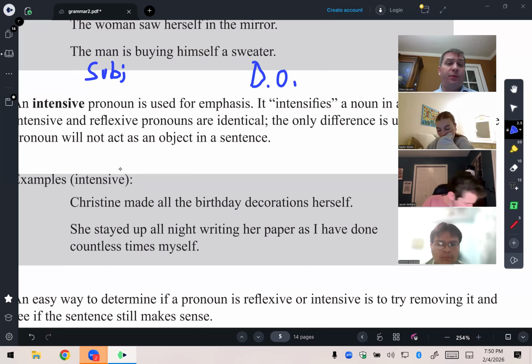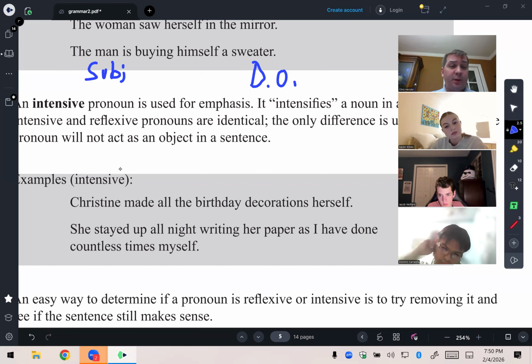Christine made all the birthday decorations herself. So I can try taking it out. Let's see if we've lost meaning. Christine made all the birthday decorations, period. I haven't really lost any meaning. So that was just there for some emphasis. Just like this example, she stayed up all night writing her paper, as I have done countless times myself. Let's try taking it out.